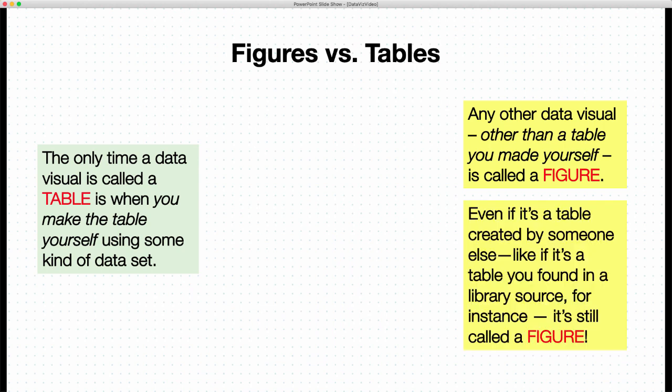Even if it's a table created by someone else, like if it's a table you found in a library source, for instance, it's still called a figure.